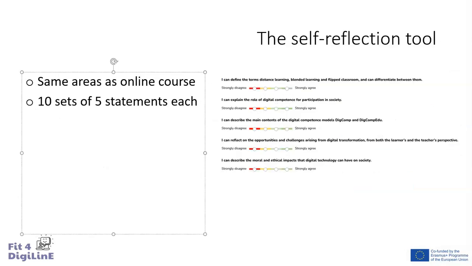The self-reflection tool covers the same areas as the online course, which means that you have 10 sets of statements that invite you to reflect on your own knowledge and digital skills in each area of competence. The final results will make it easy for you to identify which of those areas still need a little work, and so which units of the online course would be most relevant for you.